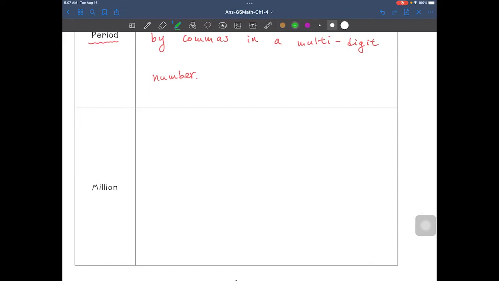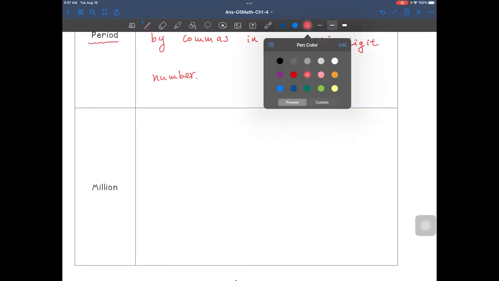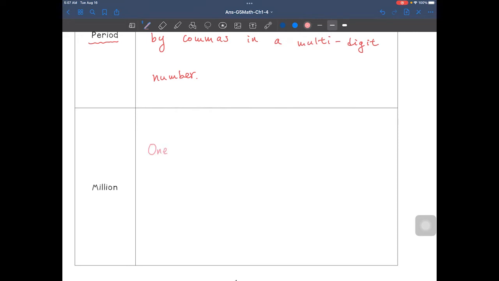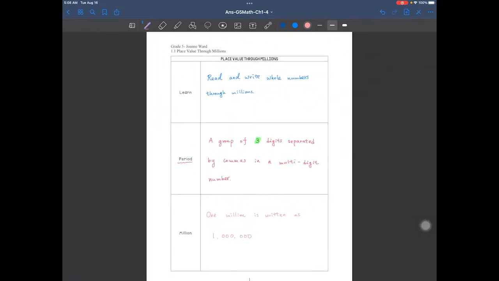So how much exactly is a million? 1 million will be written as 1,000,000. After this section, we will be able to read and write whole numbers to millions. There are 2 terms we want to learn: one is period and the other is million.